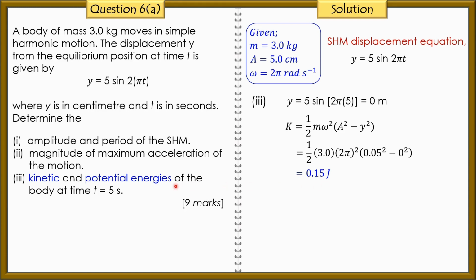For the potential energy, we do the same thing. The equation for the potential energy is half m omega squared y squared. We substitute the y where y is equal to 0. Because of that, the potential energy of the body at time t is equal to 5 seconds is 0 joule.